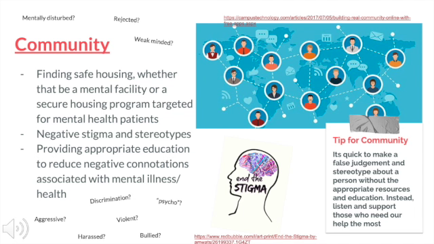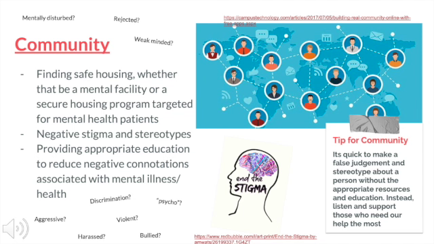Now, let's talk about community. First off, psychosis patients can have some difficulty finding safe housing to live in. This might be a mental health facility or a secure house program that specifically targets mental illness patients, depending on the severity of the individual themselves.